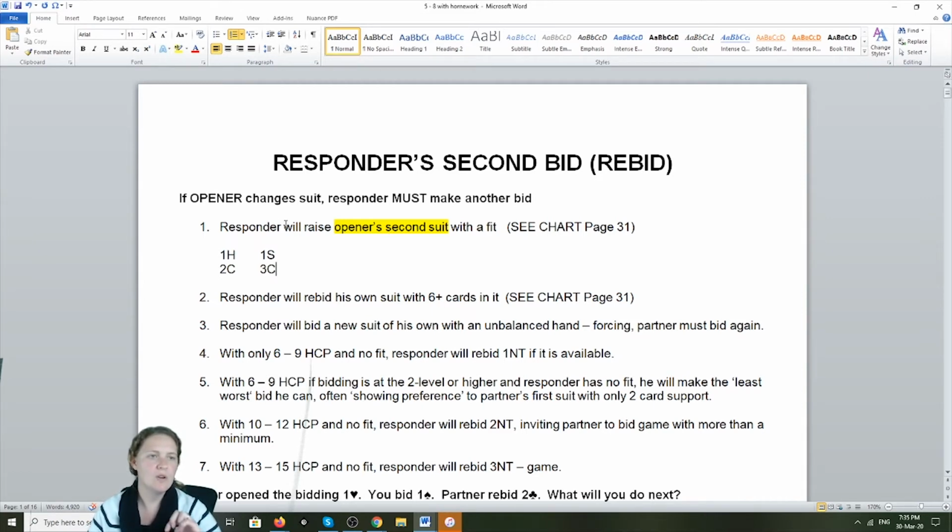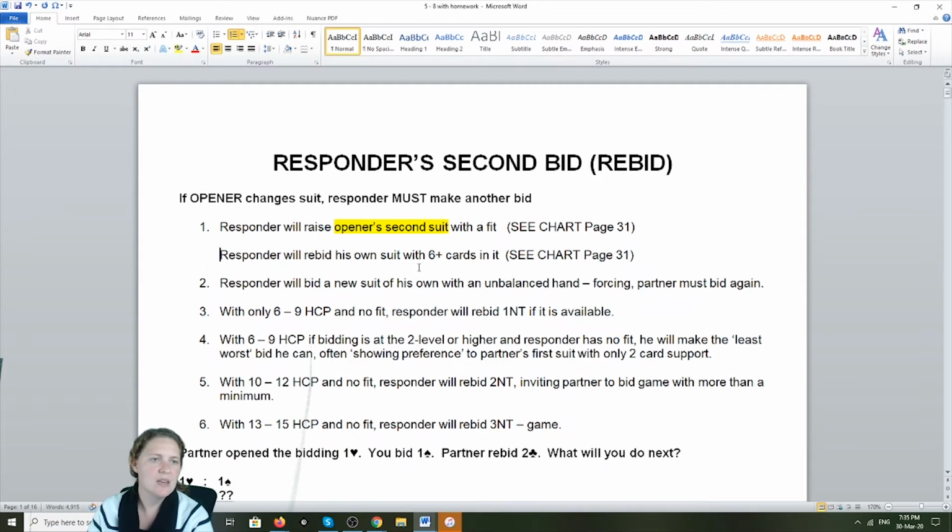So responder will raise opener's second suit with a fit. This says opener bid a second suit, they promised 4. If you've got 4 of them yourself, your job is to raise it. Our next priority for responder is to rebid their own suit if they've got 6 cards in it. It's really funny with responder because when they bid their first time, they only promised 4 cards in their suit. But if they want to bid it the second time, their job is actually to have 6 of them.